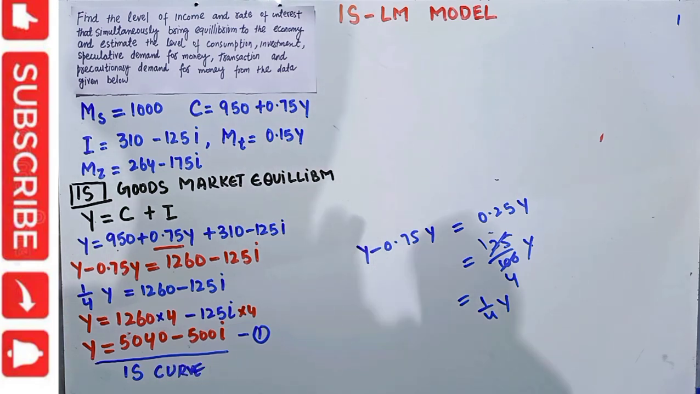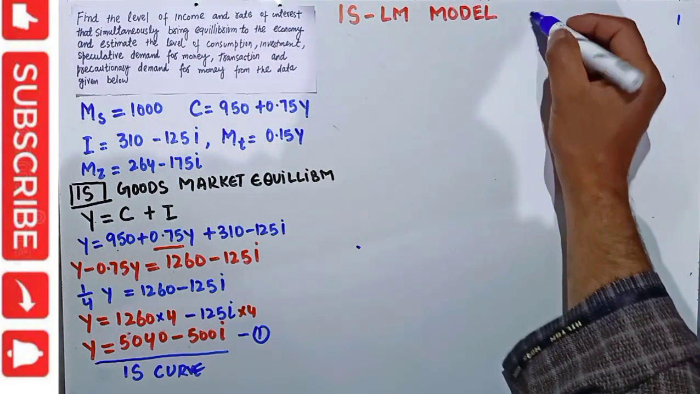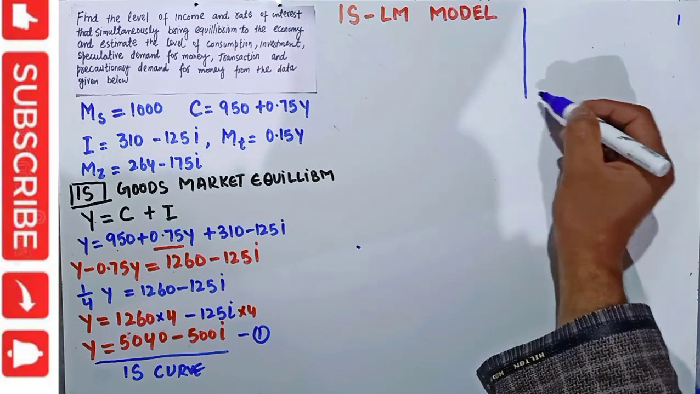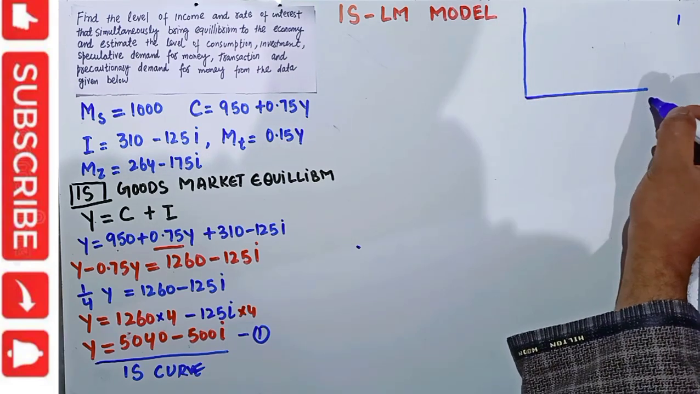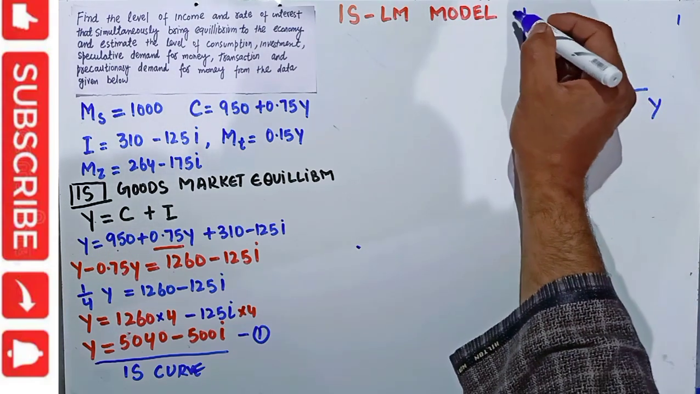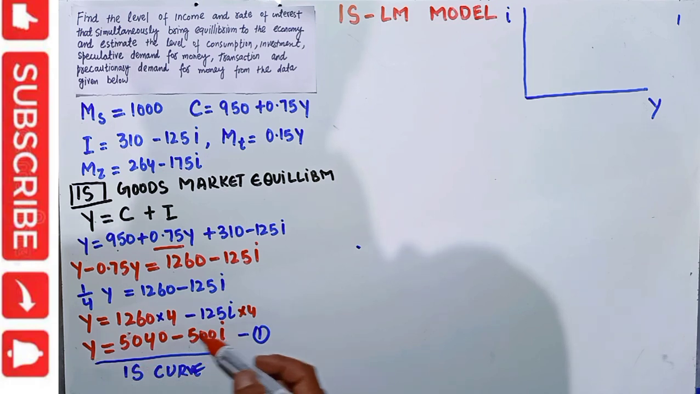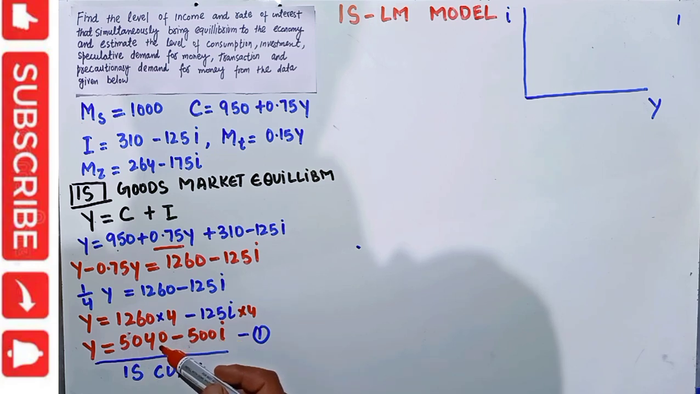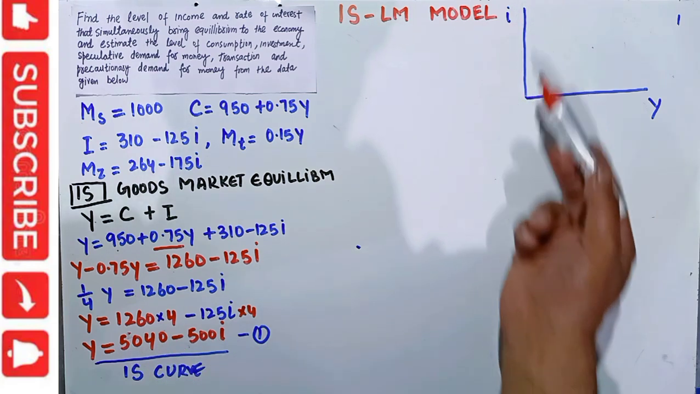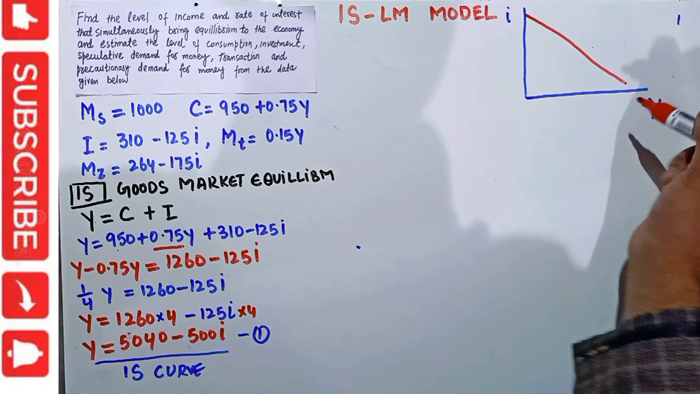Okay, symmetrically we need to find out the LM function. And graphically, what exactly is meant by this? Let us draw a small graph here. So we have level of GDP or income or output, whatever you say, on the horizontal axis, and rate of interest on the vertical axis. Here you can see there is a negative relationship between level of income and rate of interest, because we have a negative coefficient of interest rate, and 5040 is our vertical intercept, and it will slope downwards. Let us say this is our IS function.